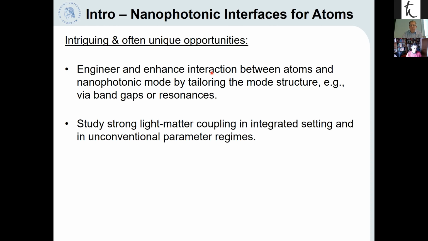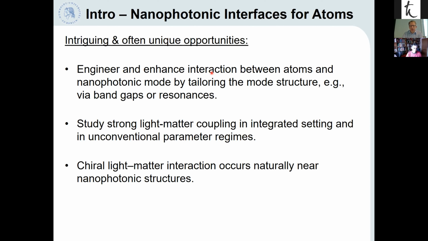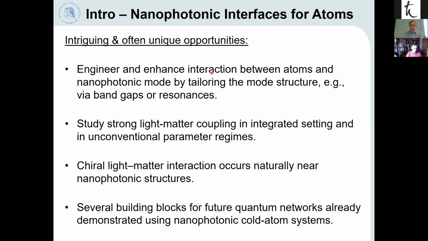And this then allows you to study the coupling of light and matter in an integrated setting where you also reach very unconventional parameter regimes, both in coupling strength and maybe also in the number of modes that you couple to. Then there is actually a peculiar property of such nanophotonic modes, which is that their polarization is linked to the direction of propagation. And that means that the interaction between the emitters and nanophotonic structures can depend on the propagation direction of light, which offers possibilities for protocols and applications. And taking advantage of all these assets, several building blocks have already been demonstrated for future quantum networks using such nanophotonic cold atom systems.